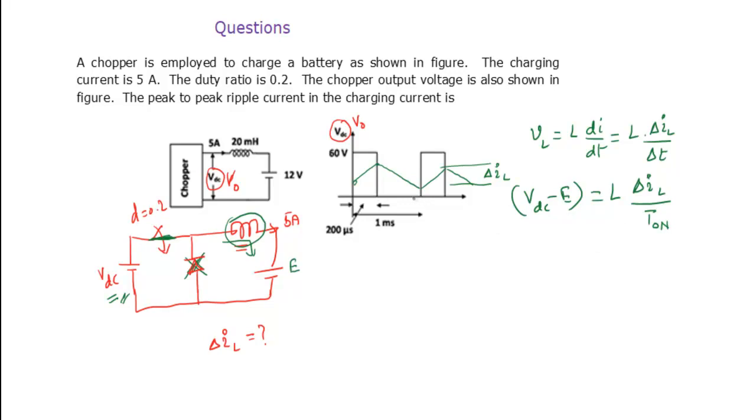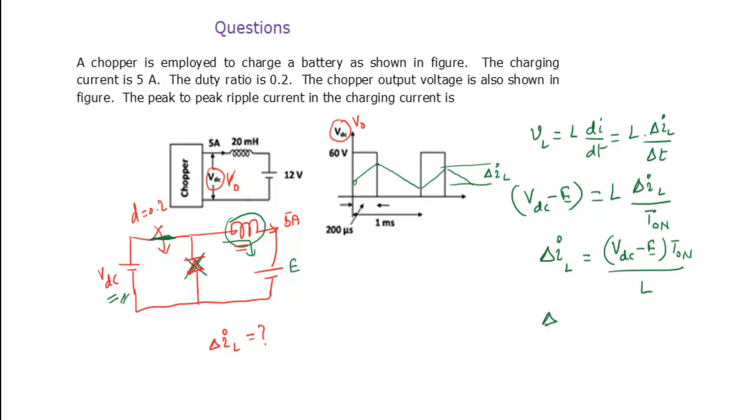Similarly, you can calculate for T off also. During T off, what is the voltage across the inductor? That's nothing but back EMF. Then we need to change the formula accordingly. So from this, the change in inductor current, delta IL, is (VDC minus back EMF) into T on by L. So now substitute everything and get the values.